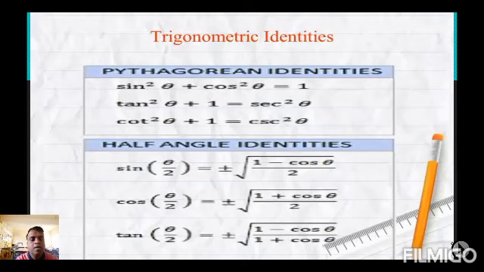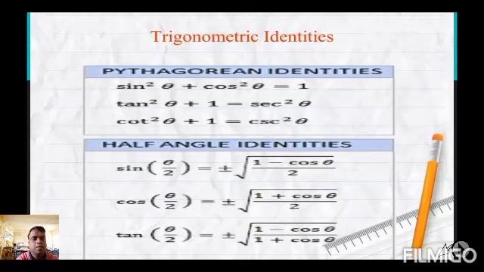What are trigonometric identities? Using these trigonometric functions, if you put the hypotenuse and adjacent side as 1, what values will come? See here, sin square theta plus cos square theta is how much? It is 1. Tan square theta plus 1 is sec square theta, cot square theta plus 1 is cosec square theta. Using all three identities, we can interchange them. Cos square theta equals 1 minus sin square theta, or sin square theta equals 1 minus cos square theta.